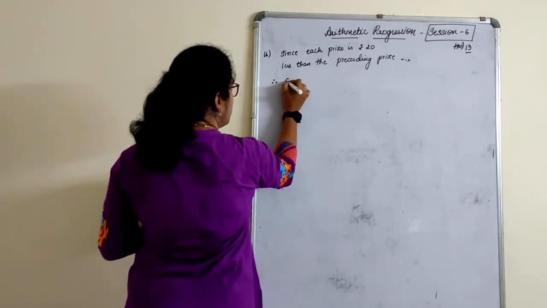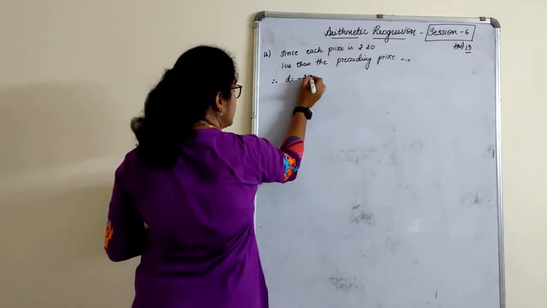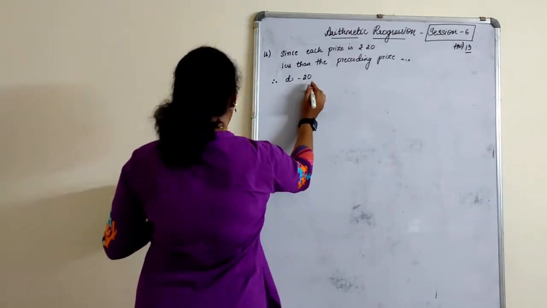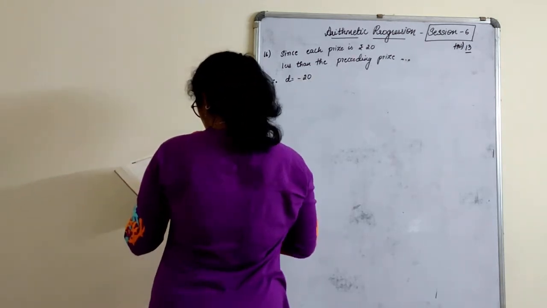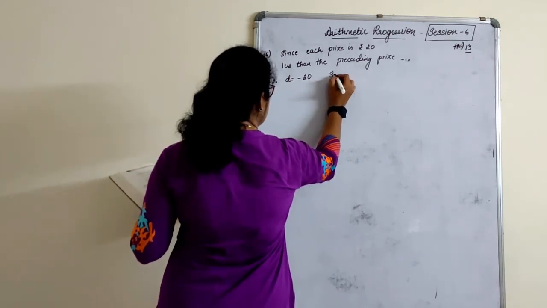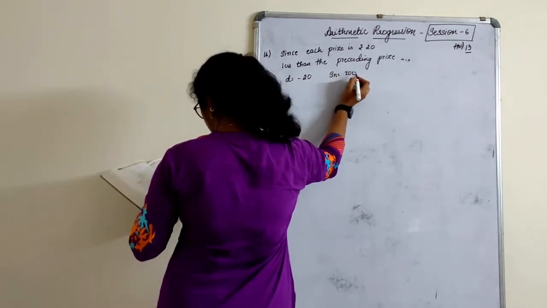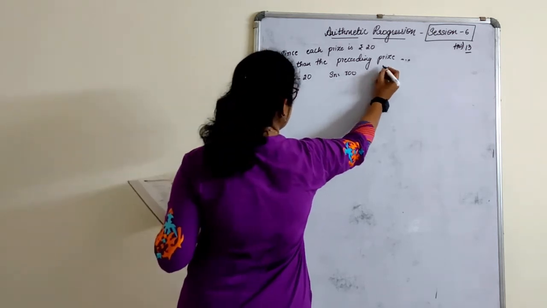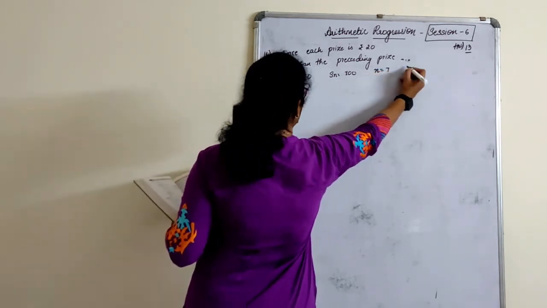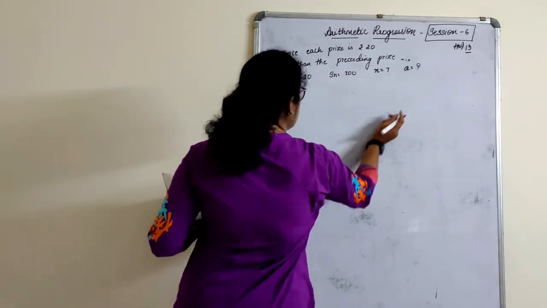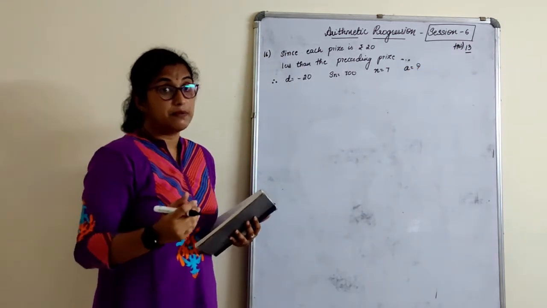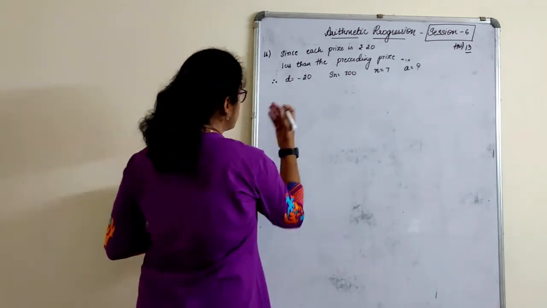Therefore, what will be the common difference? Minus 20. If you take plus 20, you are gone. The sum is wrong. Then what they have given? A sum of rupees 700. Sn is equal to 700. It is to give 7 cash prizes. n is equal to 7. So what is the first prize amount? Consequently, find the first prize.